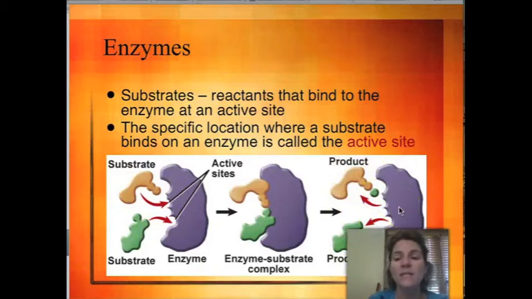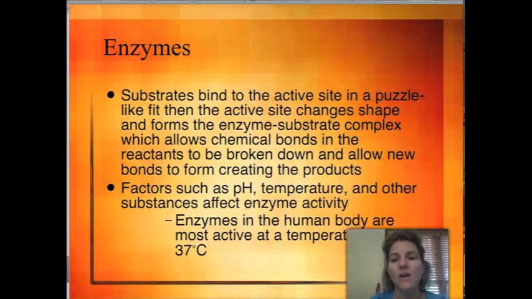Notice the enzyme is not part of the substrates at the end. The enzyme is left basically in the same status. It's the same shape and has the same chemical makeup. All it serves as is a platform that allows the two substrates to be in close connection with each other to allow that chemical reaction to occur. The specific location where these substrates bind is called an active site. The substrates bind to the active site in a very puzzle-like fit, which allows the chemical bonds to be broken down and the new bonds created rather quickly. It ensures that they're in the perfect orientation to allow that chemical reaction to occur at its quickest.